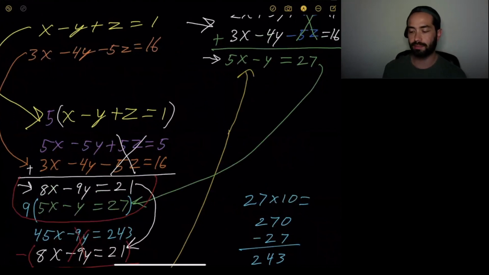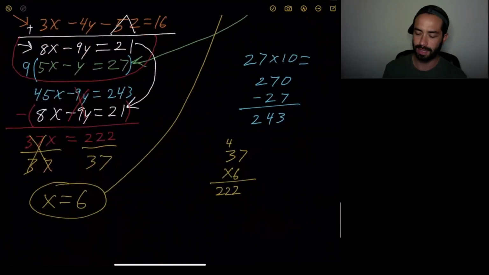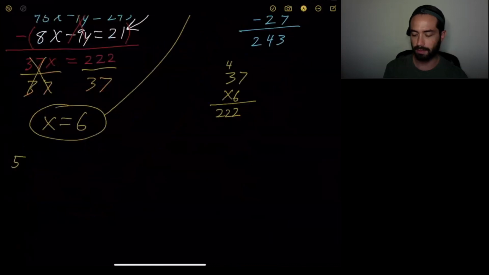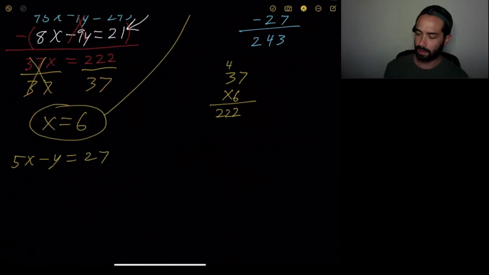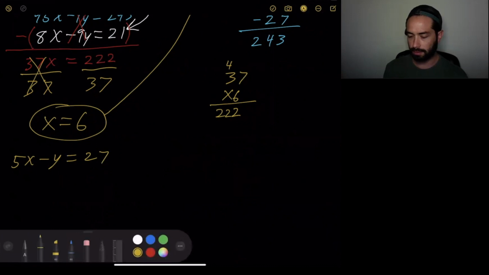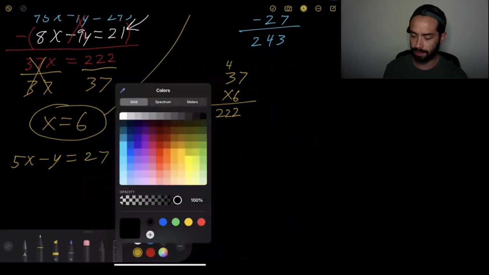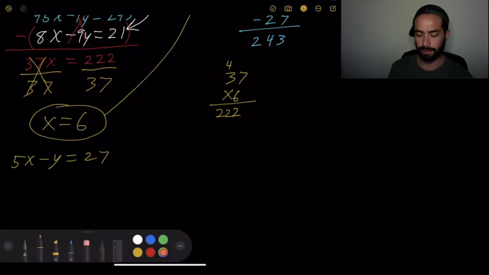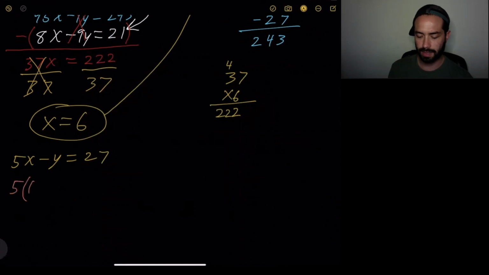So we have 5x minus y equals 27. Let's write that down. Okay, so now let's actually plug it in. Ooh, why don't we go with, like an orange, sort of. All right, here we go. 5 times 6 minus y equals 27. 30 minus y equals 27.